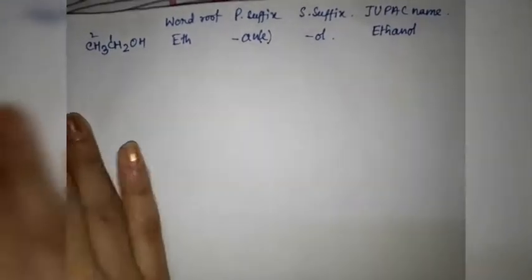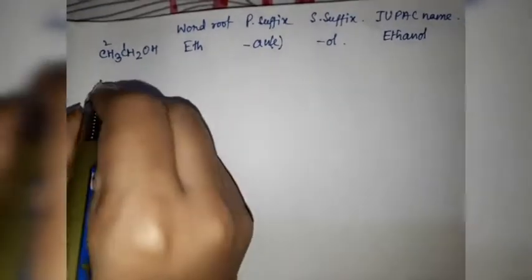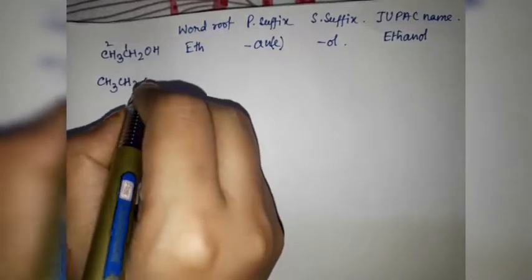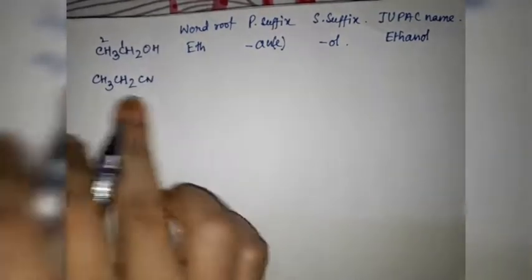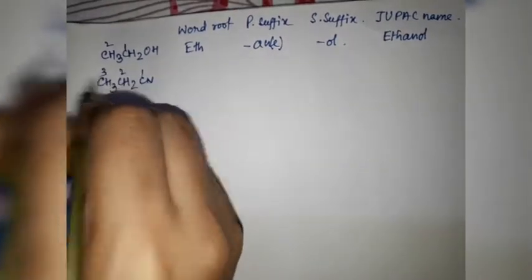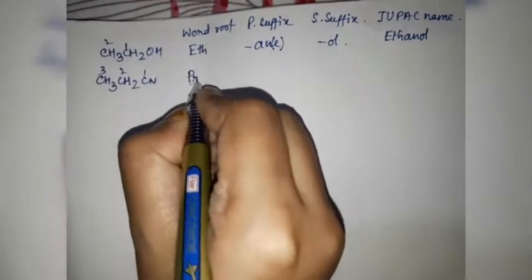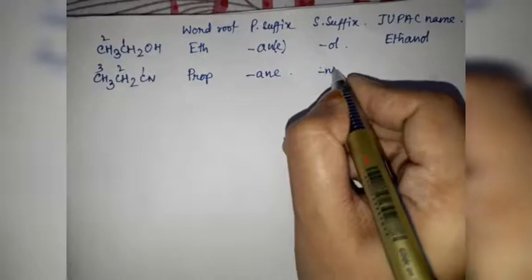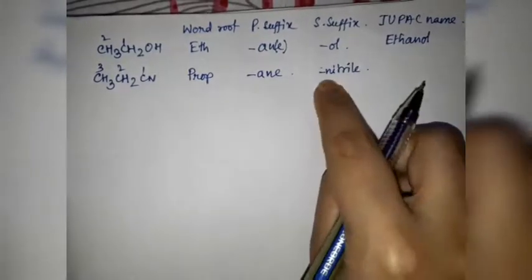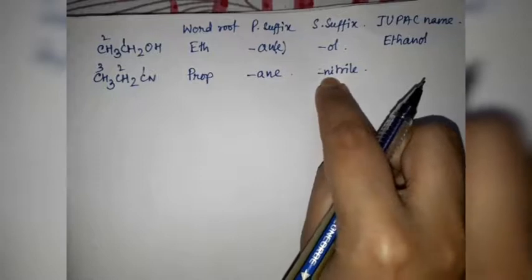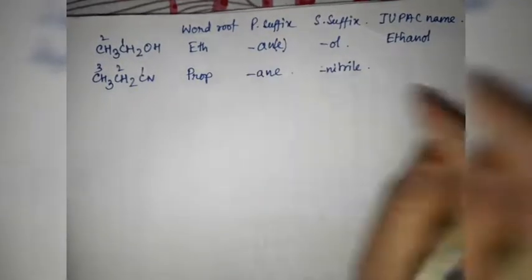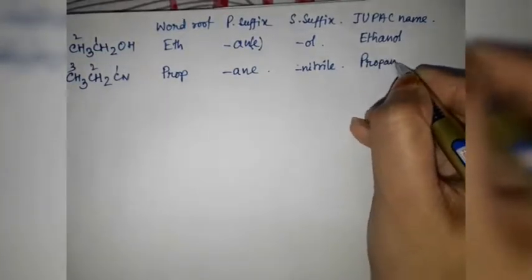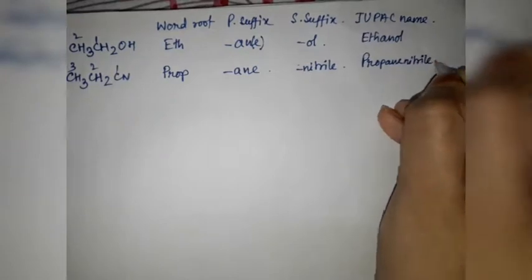Okay. Next one, suppose this one, CH3CH2CN. Okay, how many carbon atoms are there? 1, 2, 3, right? So word root will be prop, ane, and this is nitrile. As this suffix is starting with a consonant, so this E will be retained. So the total name will be propanenitrile. Clear?